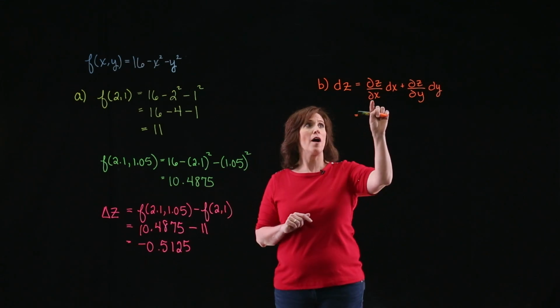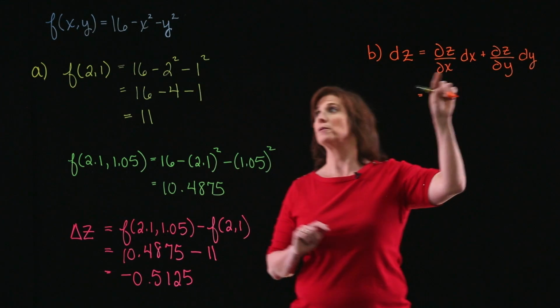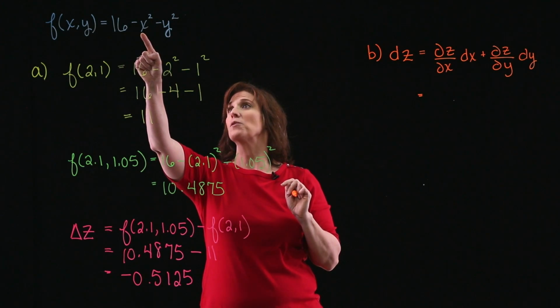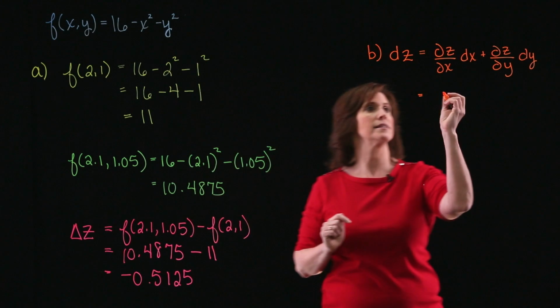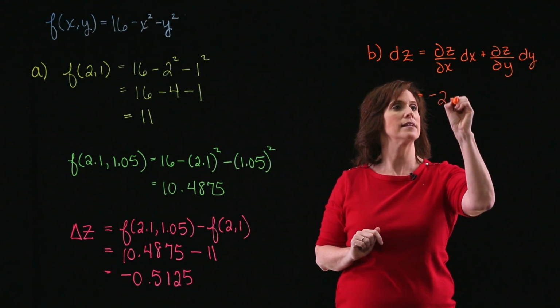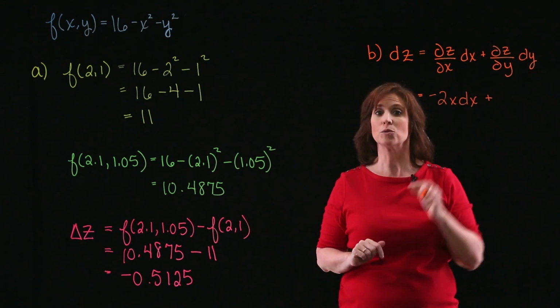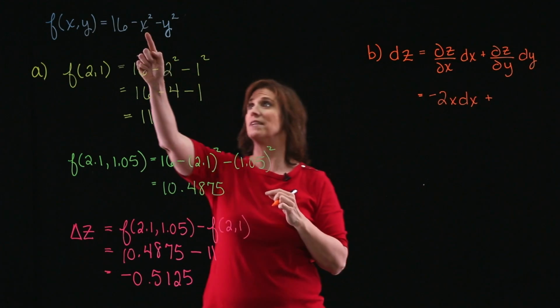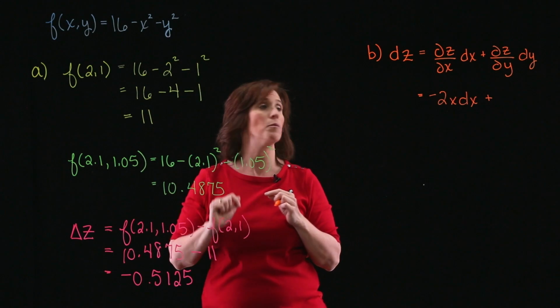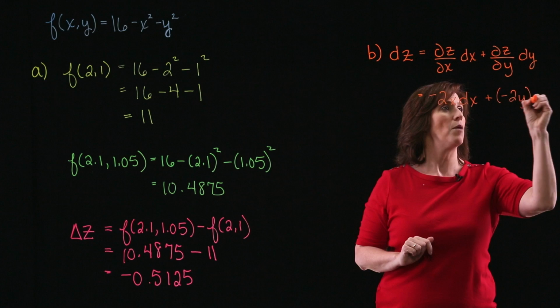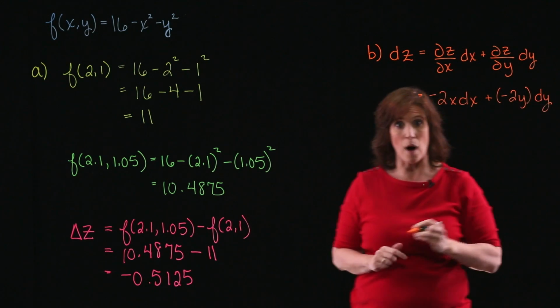So for my particular problem, if I take the derivative of z with respect to x, remember I'm treating y as a constant, my derivative is going to be minus 2x. So I have minus 2x times dx. And now I take the partial with respect to y. So I'm going to treat x as if it's a constant, and my derivative will be minus 2y. And again, I'm multiplying by dy.